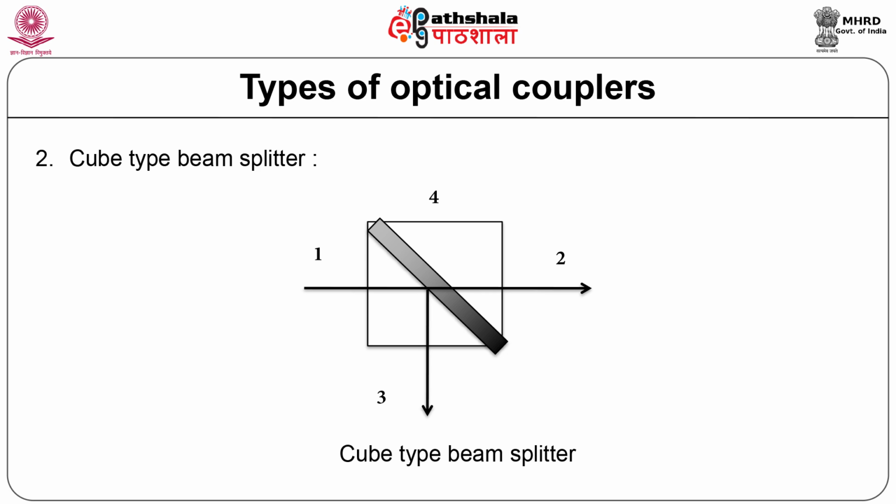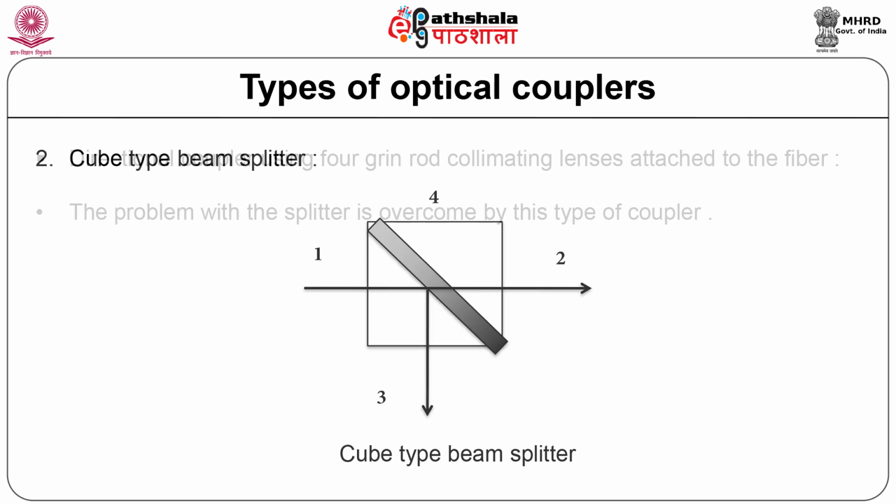If port 1 is taken as the input port of the system of lenses, it will allow the light to go into the second port. The light which is reflected by the coating is imaged onto port 3. No light reaches port 4. Inputs at the other ports are similarly distributed.